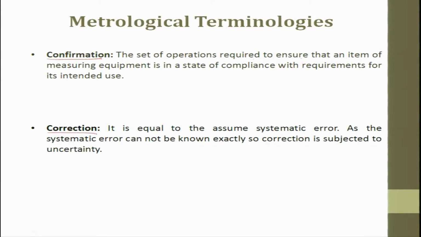Correction is equal to the assumed systematic error. When there is an error, you adjust accordingly to bring the system, the measuring device, the instrument, back into action. It is equal to the assumed systematic error. We will see what systematic error is in this lecture itself. As the systematic error cannot be known exactly, correction is subject to uncertainty.